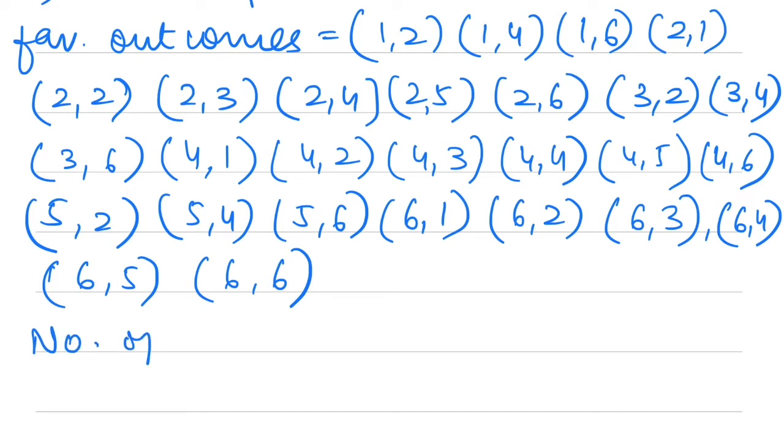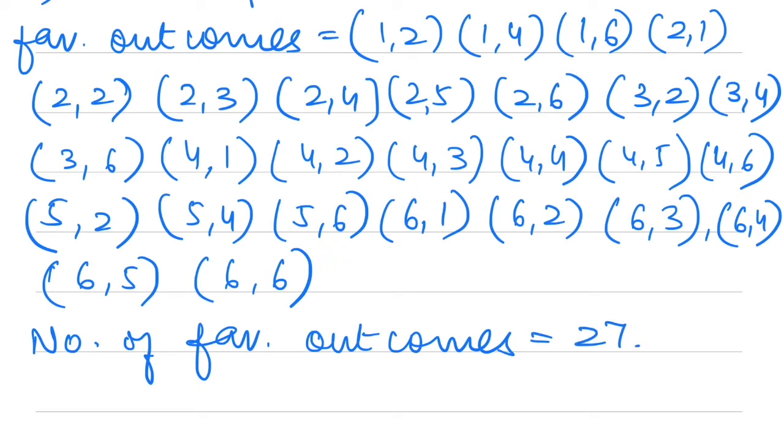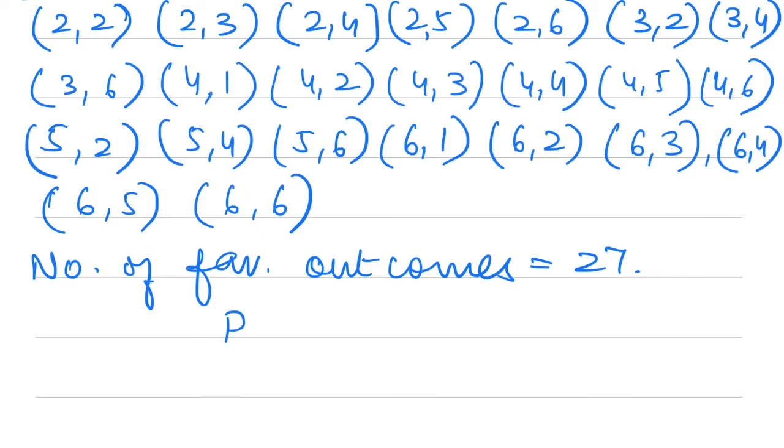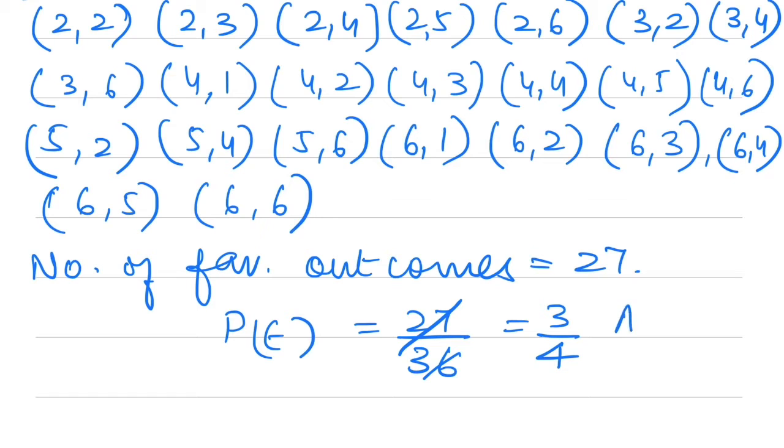So number of favorable outcomes here are 27 outcomes. So therefore probability of this event will be equal to 27 by total outcomes are 36. So we know 9 3 times and 9 4 times. 3 by 4 is the answer.